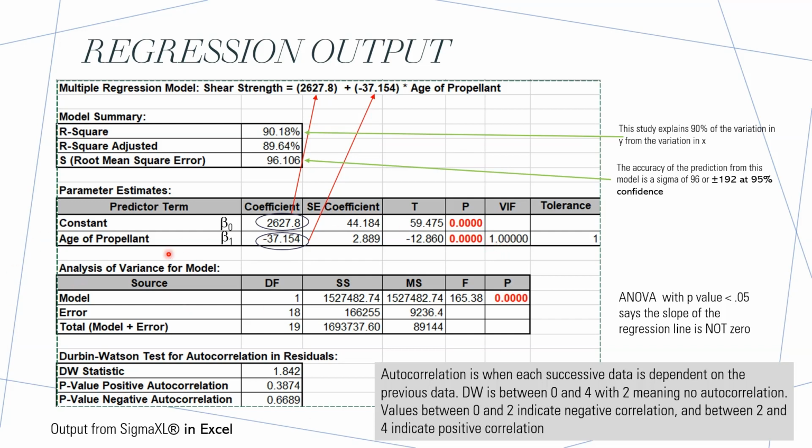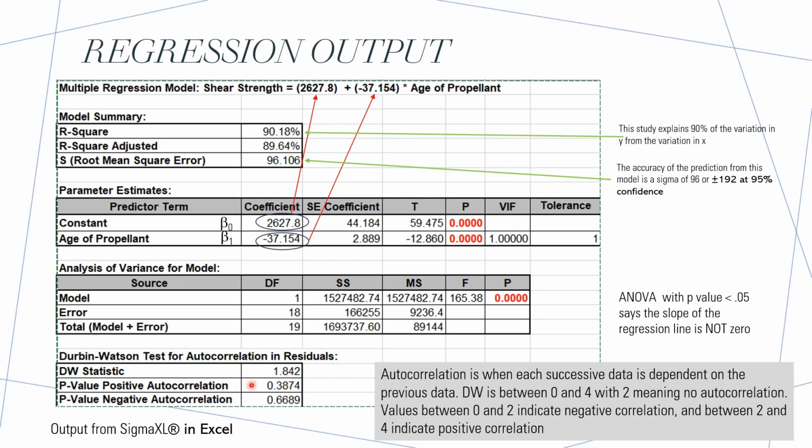The next thing down is the analysis of variance for the model. Remember, what we're trying to answer here is: is the slope of the regression line equal to 0? And this p-value gives us the exact probability that the slope of that line equals 0. And notice our probability is 0.0000. So we have to reject that hypothesis and say with very high confidence that the slope of the regression line is not 0.